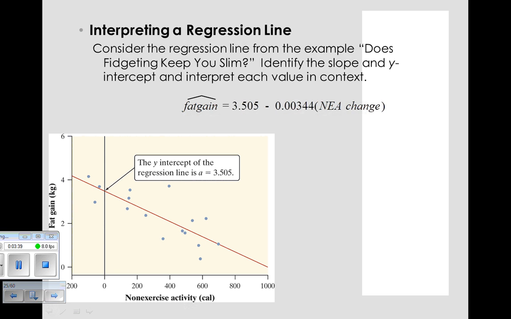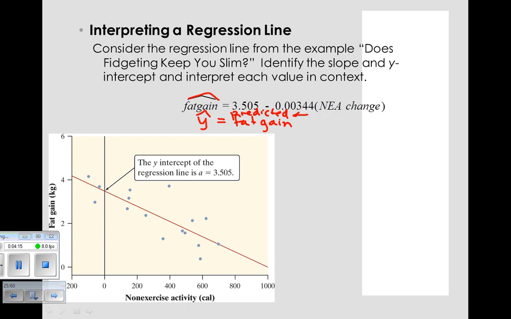Let's say we wanted to write out the equation first off. So I would first put fat gain with a hat. If you put y hat, you need to somewhere state y hat equals predicted fat gain. Again, make sure you get that word, okay? And then x is just your NEA change. It's not predicted, it's the actual amount. Okay. So we have the equation with our slope and y-intercept already given.